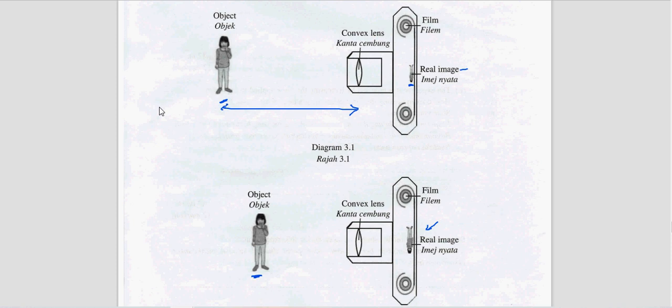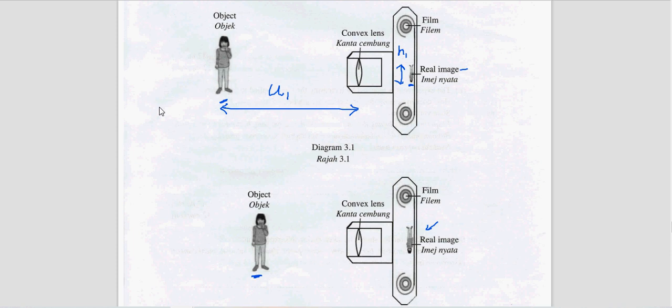This is the object distance, meaning the distance between the object and the lens. Normally we label this as U, so I put this as U1. Then here is the image. You can see that the image is smaller compared to the object. So I put here the height of the image, H1.